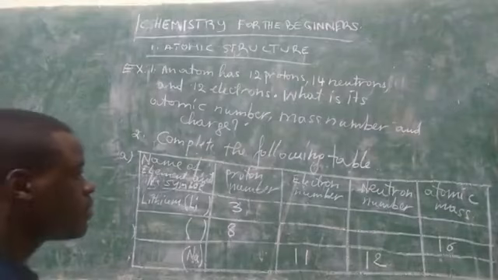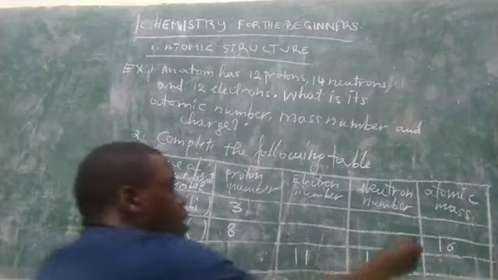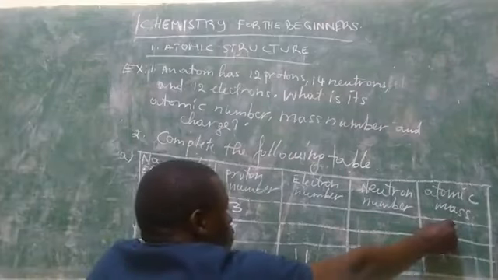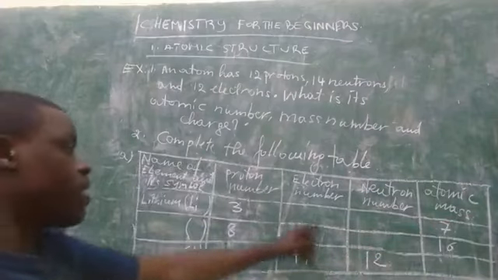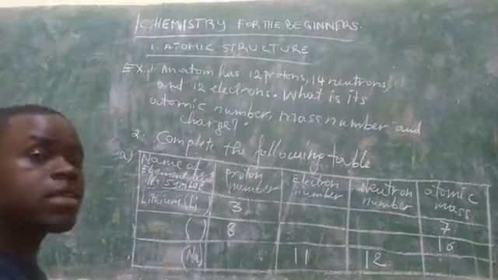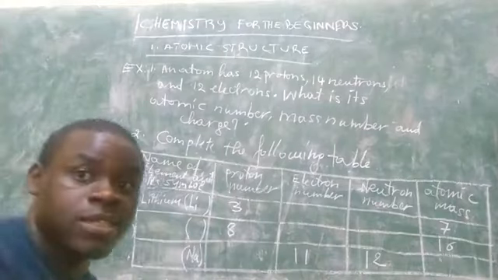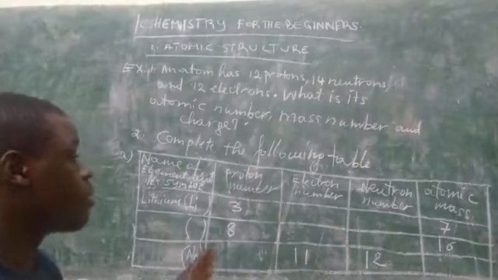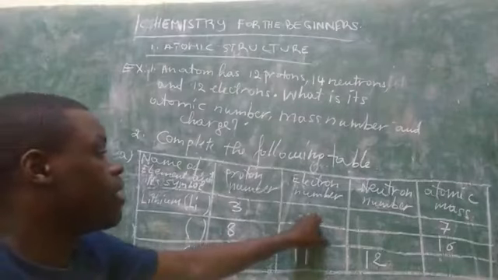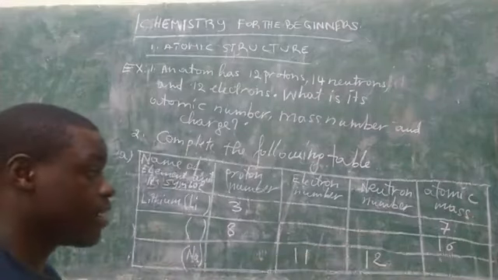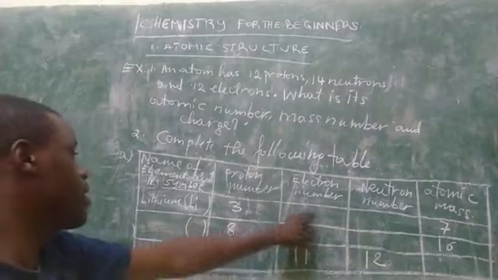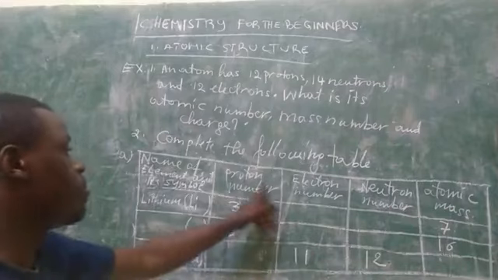When you say lithium here, I forgot to fill here with 7, so this row number 1 was not complete, but here it is complete. When the table is like this, you can guess and find out the answers in the empty spaces. For example, this is the proton number.